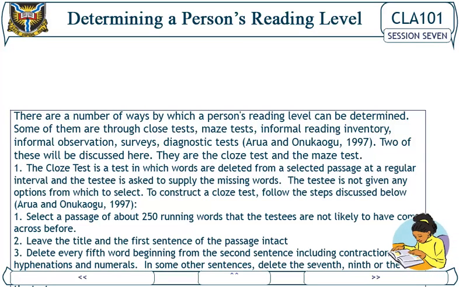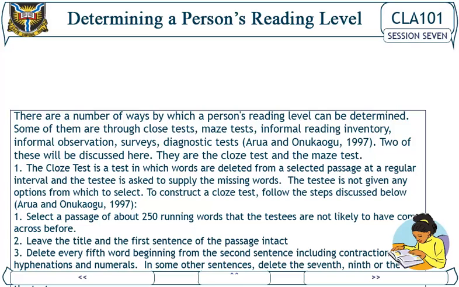Determining a person's reading level. There are a number of ways by which a person's reading level can be determined. Some of them are through cloze tests, maze tests, informal reading inventory, informal observation, surveys, diagnostic tests (Arua and Onukaogu, 1997). 2 of these will be discussed here. They are the cloze test and the maze test.